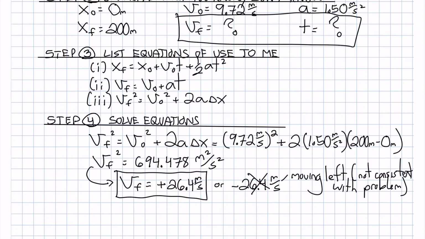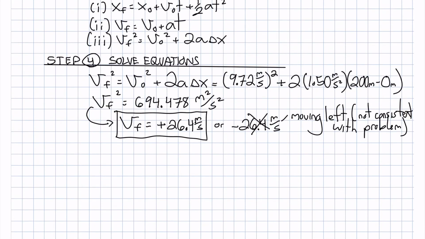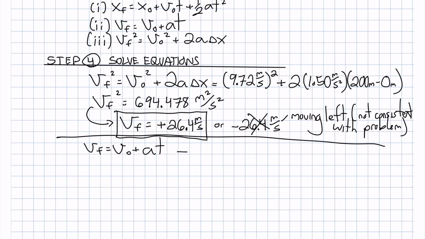Now we still have to do part B, so I'll scroll down a little bit, and we're going to need one of the equations. Now I think equation number 2 is going to work the best because we know the final velocity, the initial velocity, and the acceleration. So we can actually manipulate that equation to solve for time. Time will equal final velocity, take away initial velocity, divided by acceleration.